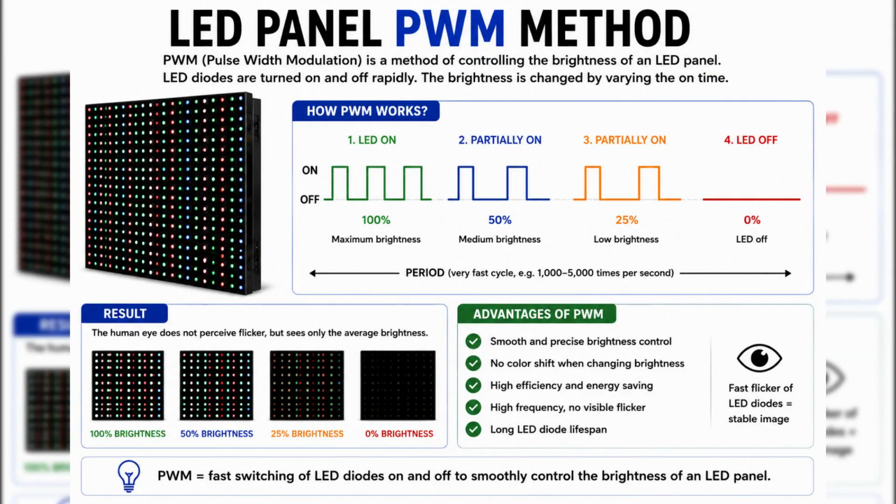To control brightness levels, modern LED displays commonly use a technique called PWM, or pulse width modulation. Instead of changing brightness by continuously varying voltage, LEDs are switched on and off extremely rapidly. The human eye cannot perceive this rapid switching, so the result appears as smooth brightness transitions and stable colors.